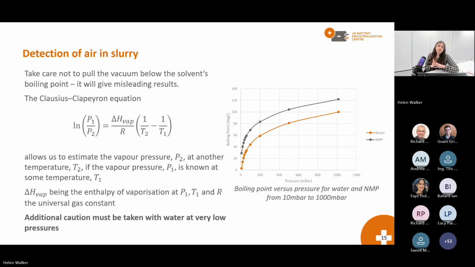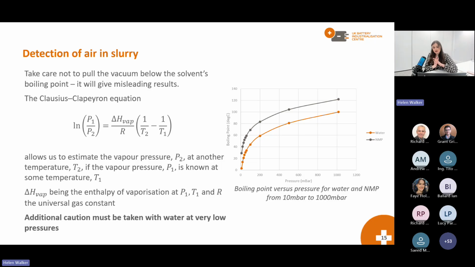So I guess the point here is twofold. If you're degassing at a low pressure and you're leaving that slurry for a significant amount of time, there's a very good chance that you're boiling off your solvent, your solids content is going to increase, and your density and viscosity will therefore increase. It might be that your slurry then becomes out of specification.